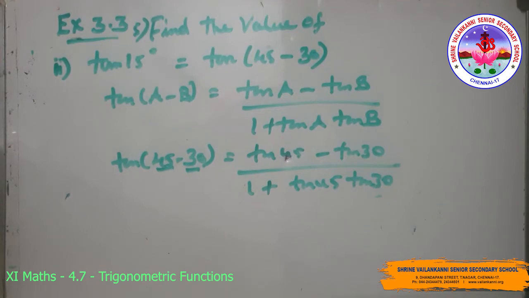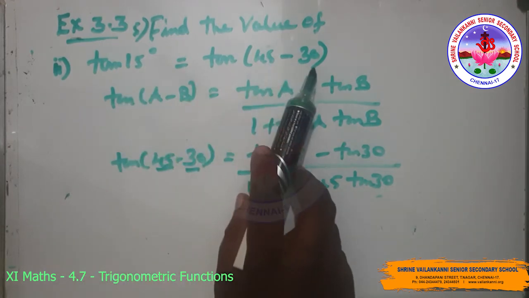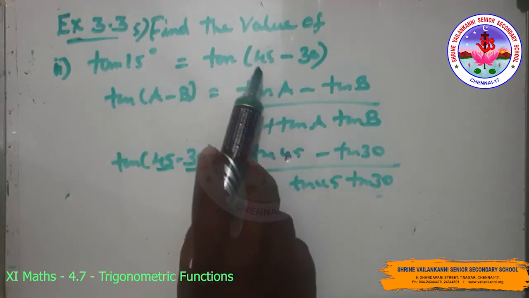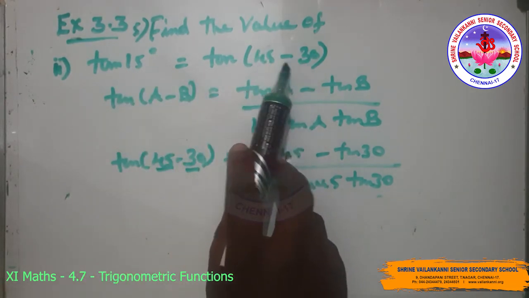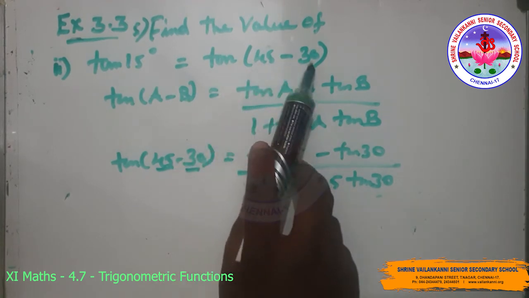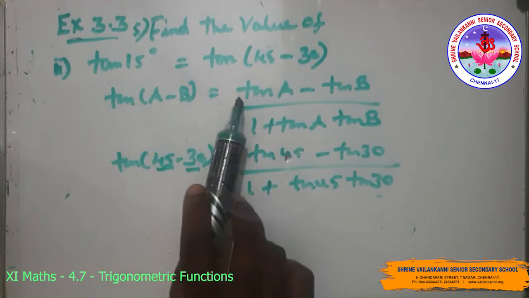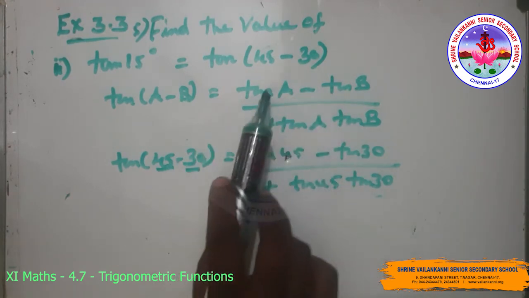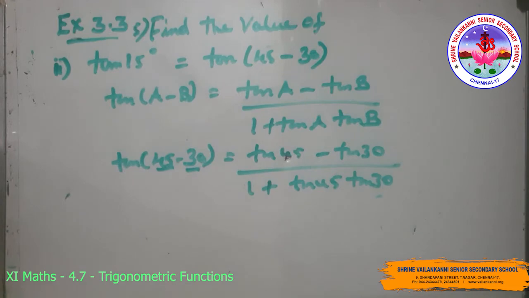Fifth question, find the value of tan 15 degree, second subdivision. So I am writing 15 as 45 minus 30. So when I subtract this, I will get 15 degree. I know the value of tan 45 and tan 30 degree. So tan of 45 minus 30. Tan A minus B is tan A minus tan B by 1 plus tan A into tan B. Using this formula, I am going to find the value of tan 15 degree.